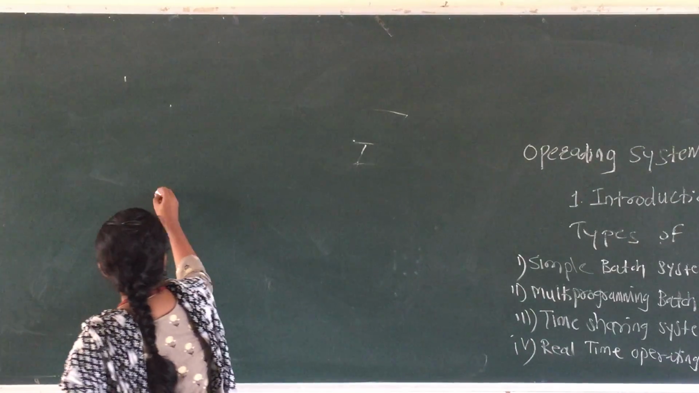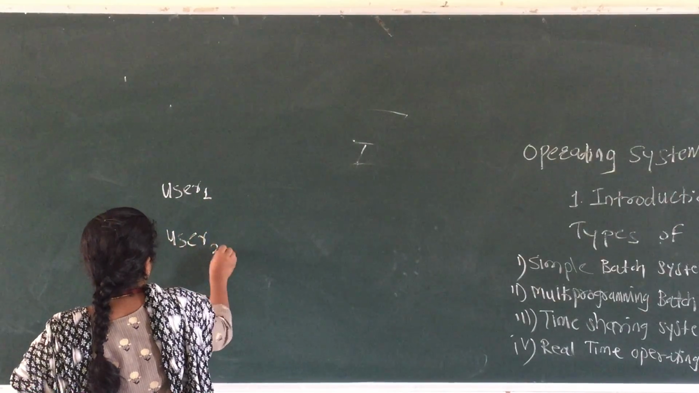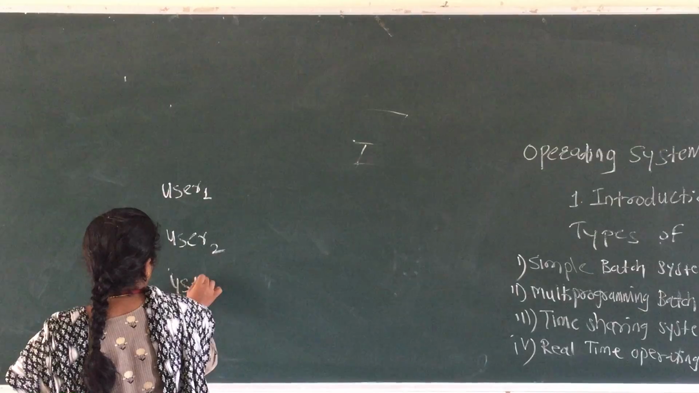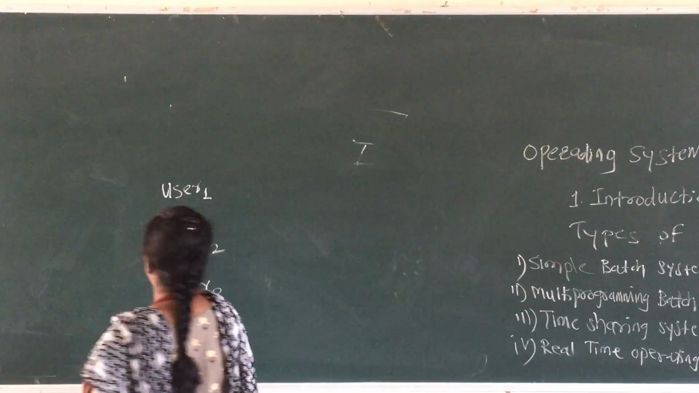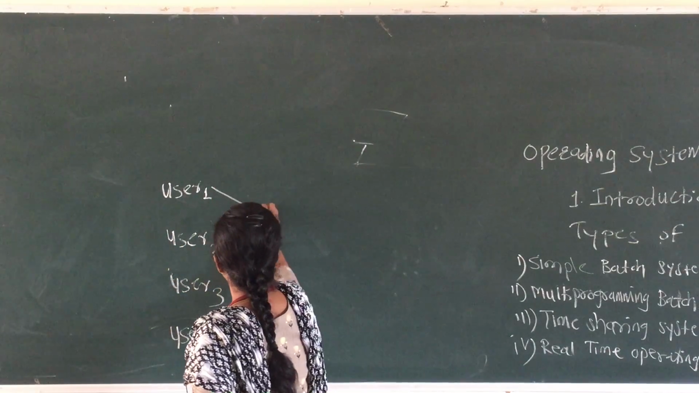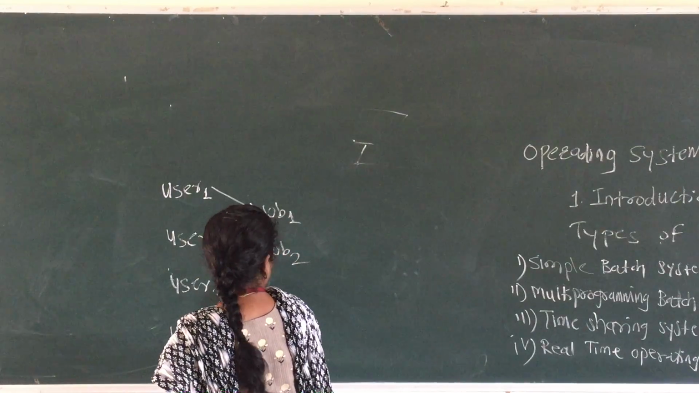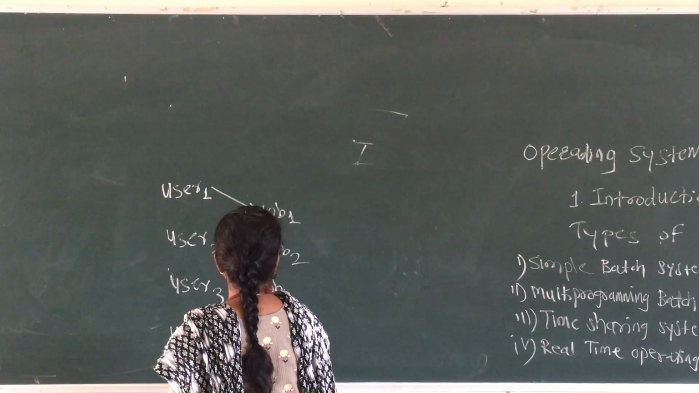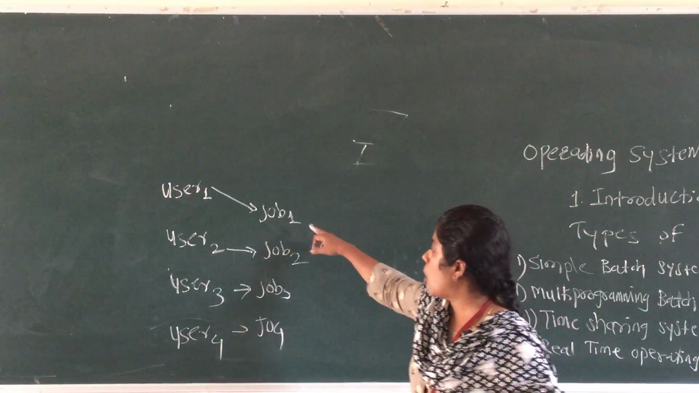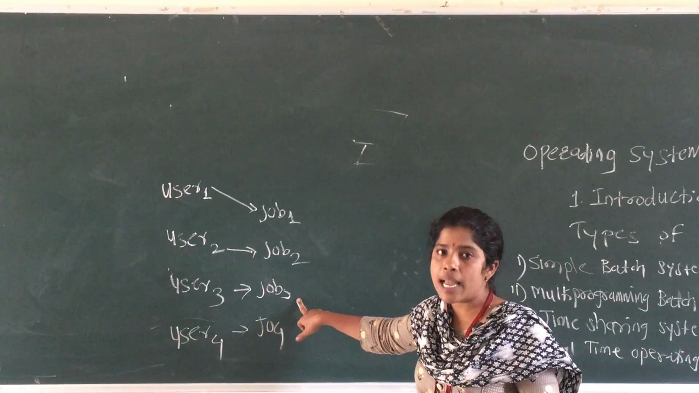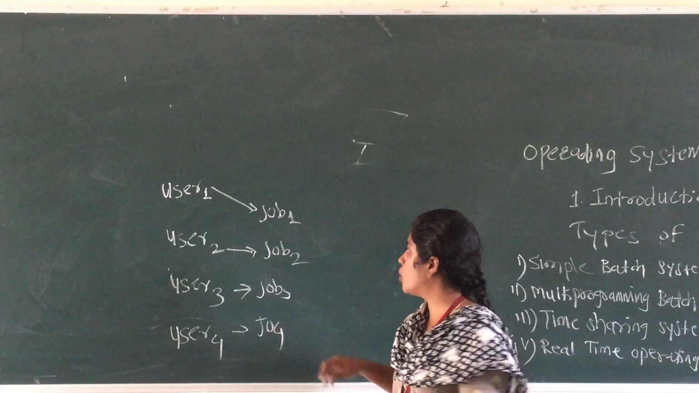Suppose there are a number of users: user 1, user 2, user 3 and user 4. User 1 creates job 1, user 2 creates job 2, user 3 creates job 3 and user 4 creates job 4. Now suppose job 1 and job 3 require the same types of resources, and job 2 and job 4 require the same types of resources.